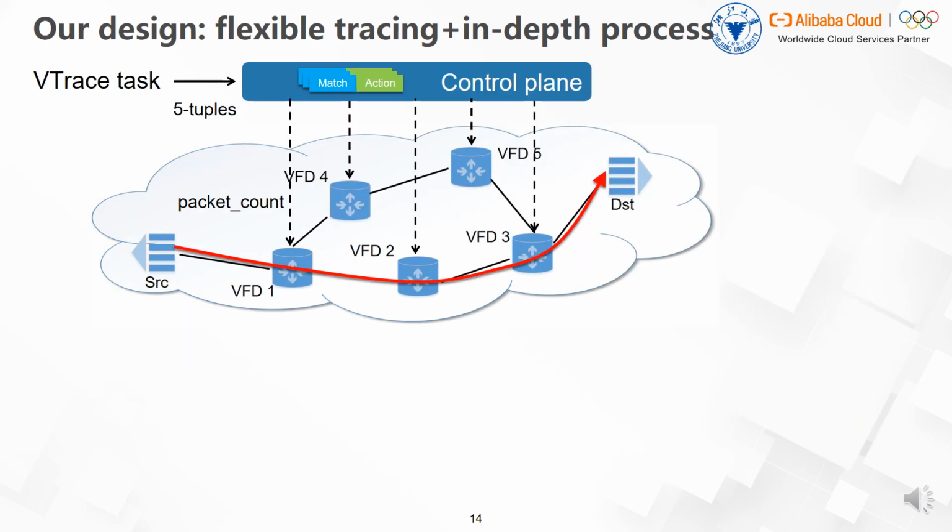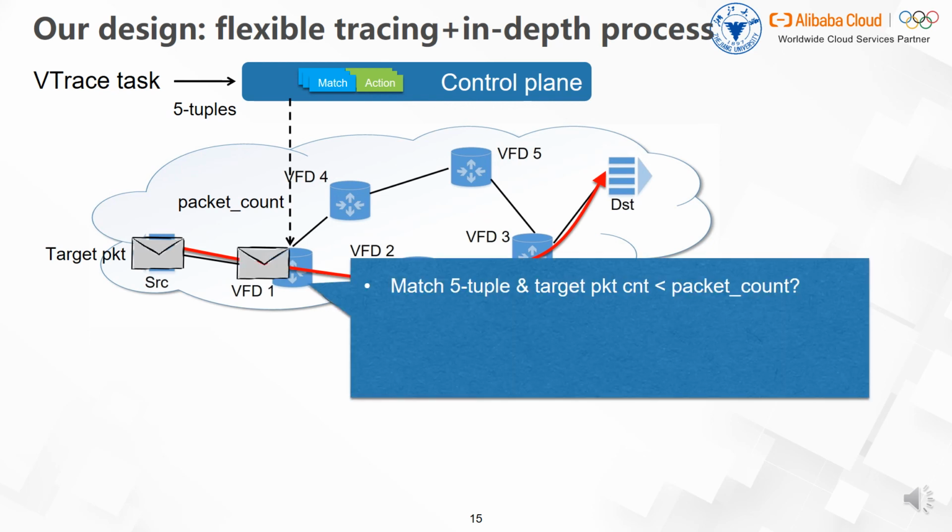Here is our design. First, once a VTrace task comes, the controller will install match action rules in VFDs to trace and check target packets. Specifically, for the first hop VFD, the controller tells it the number of packets to be traced with the parameter packet count. Once the target packet comes and the packet count is not reached, VFD will mark the packet through its DHCP value, and then perform the deep check by debug probes.